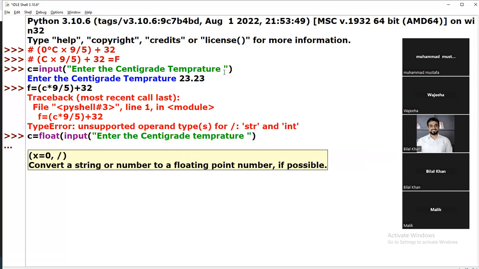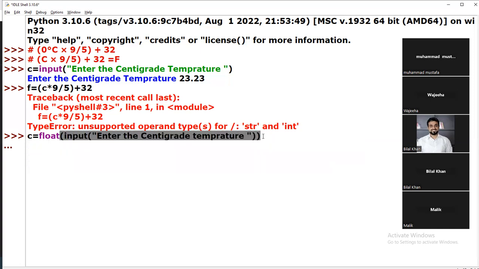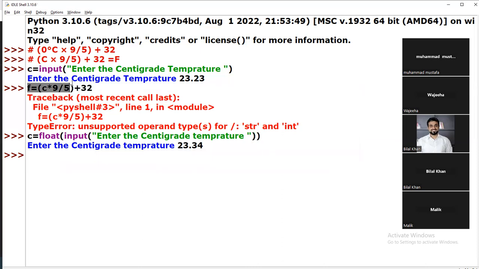Okay, so this centigrade temperature message should be there. Currently, it needs to be closed, and now you have it. It says enter the centigrade temperature. You can write 23.34. Anything that you want to enter, you can do that. After that, we will go with this formula once again. Now we want to calculate the temperature in Fahrenheit, and that is equal to F. We would say F is equal to C multiplied by 9 divided by 5 plus 32.